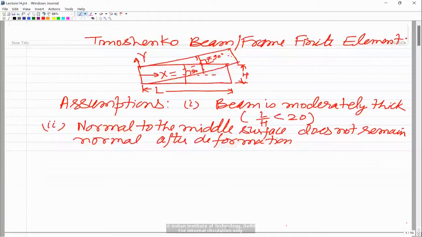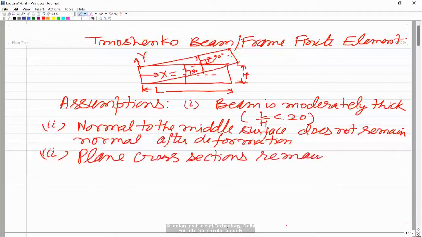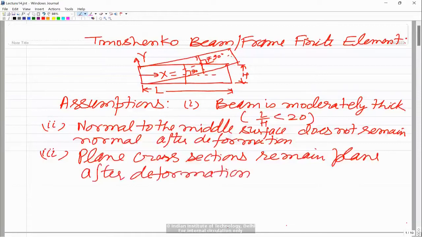And the third assumption is on plane cross sections. If we take the cross section as plane, they remain plane after deformation. These two, second and third, are the implications of the first assumption that the beam is moderately thick. So you essentially have these implications from that.